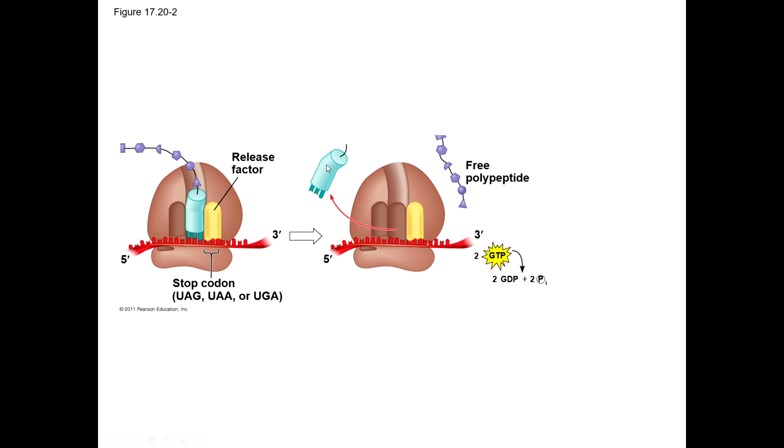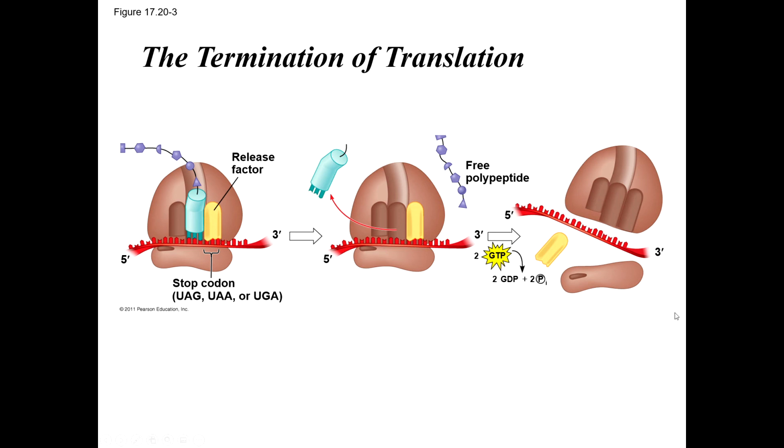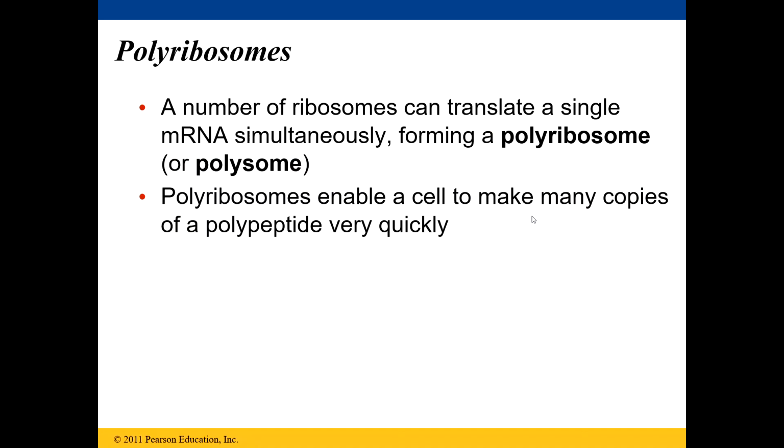These transfer RNAs can be reused. The subunits for the ribosome can be reused and all of that. And here we have termination. Again, everything can be reused. And now you have the polypeptide chain.